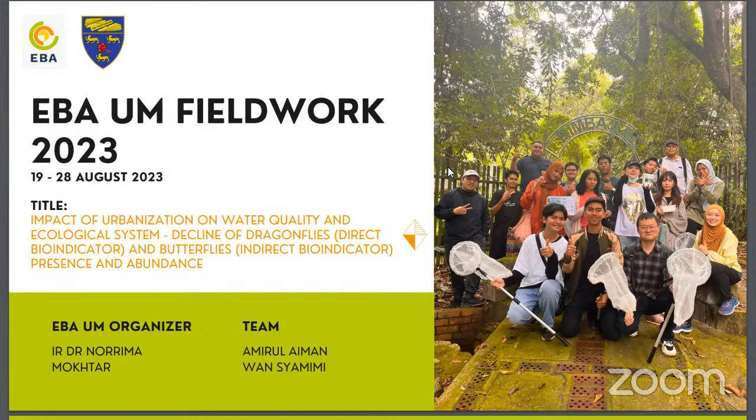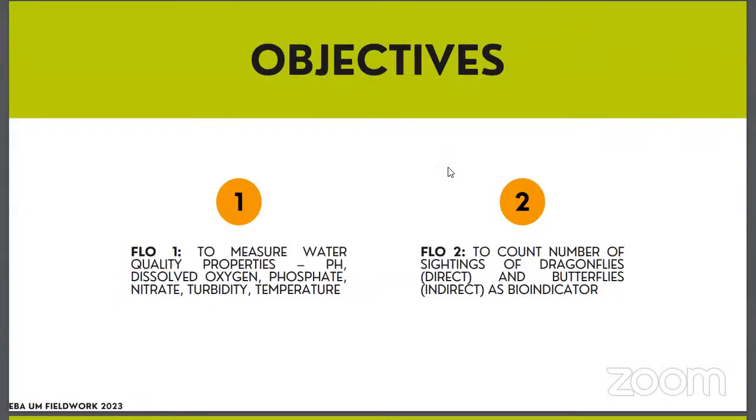All right, so how does this relate with EBA? I will go on to the next slide. For this fieldwork, I designed two objectives. Field learning outcome one is to measure the water quality properties such as pH, dissolved oxygen, phosphate, nitrate, turbidity and temperature. And field learning outcome two is to count the number of sightings of dragonfly as a direct bioindicator and butterfly as indirect bioindicator. So when the ecosystem is good, you can see a lot of dragonflies and butterflies.